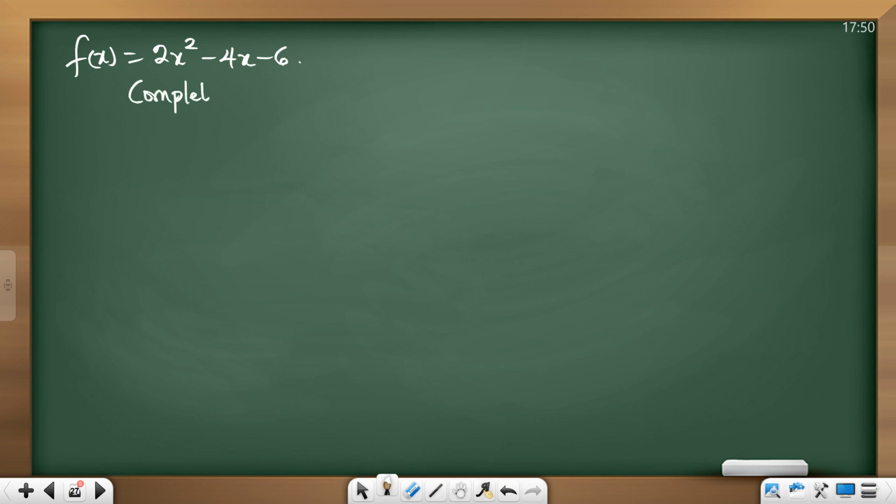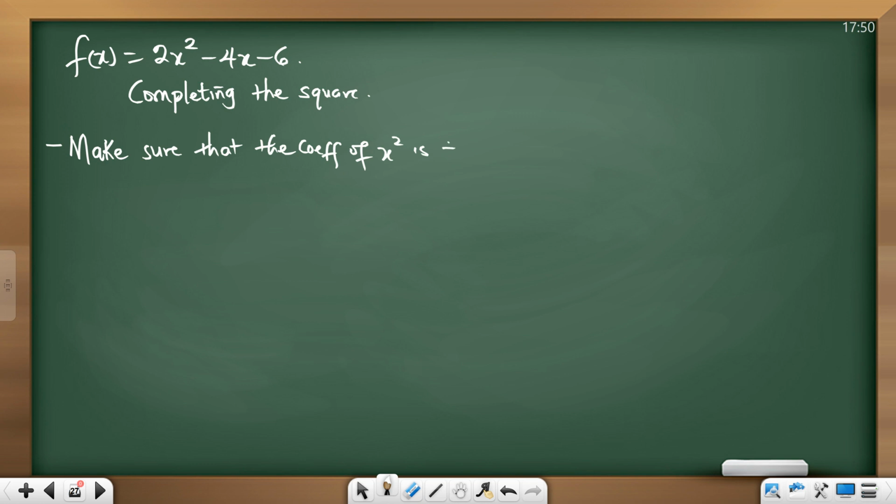Completing the square. Let me quickly give you a crash course on this as well. Make sure that the coefficient of x squared is positive 1. That's very important. Make sure that the coefficient of x squared is positive 1.